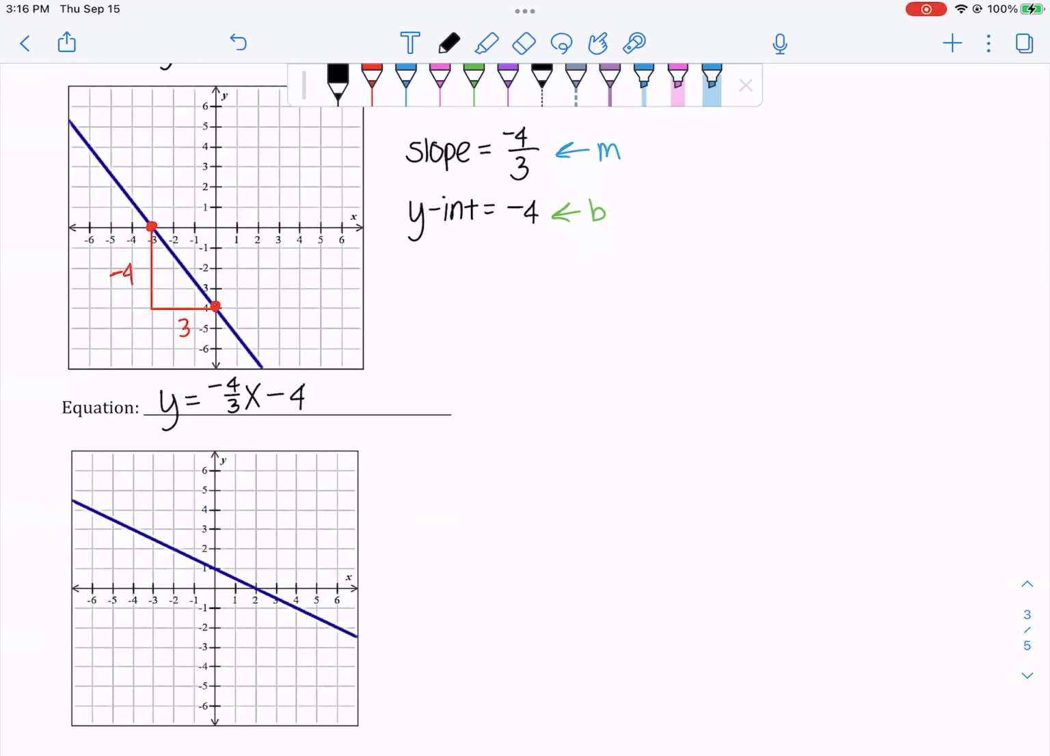Last one. I'm just going to choose really far apart points for fun. Let's choose these 2 points just for funsies.